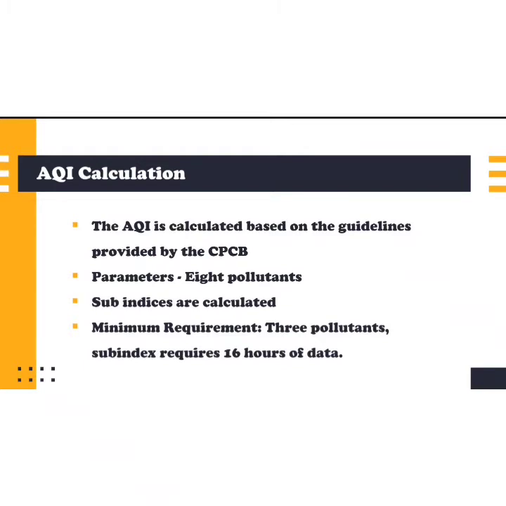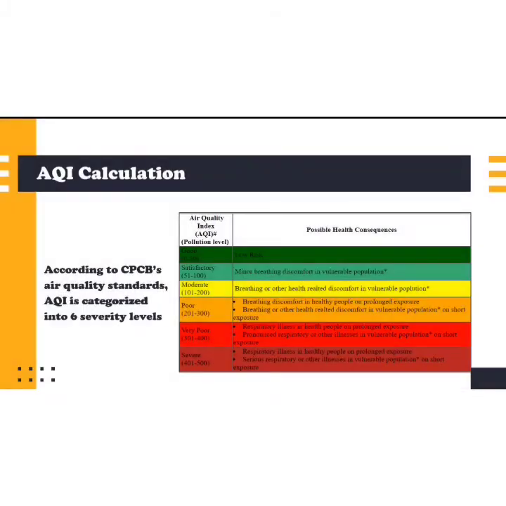The CPCB classifies 8 pollutants as major parameters for deriving AQI. As monitoring 8 parameters can prove to be difficult at certain regions, a minimum of 3 pollutants have to be monitored to find the AQI at that particular region. And the subindices of these pollutants should be based on at least 16 hours of data. The pollutants considered in our system are CO, NH3, and PM2.5. According to CPCB's air quality standards, AQI is categorized into 6 severity levels.